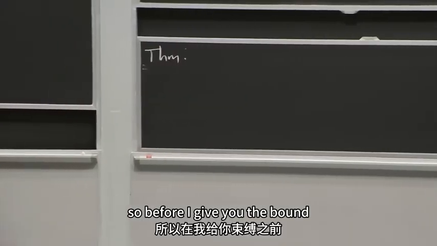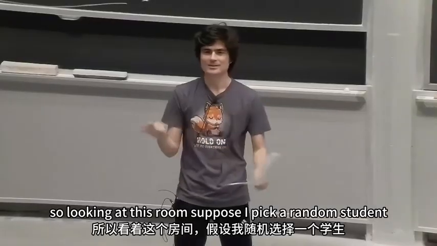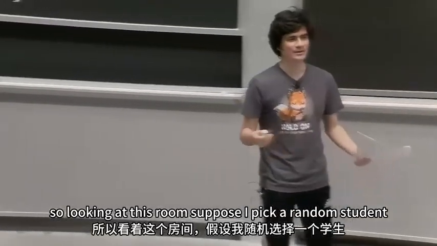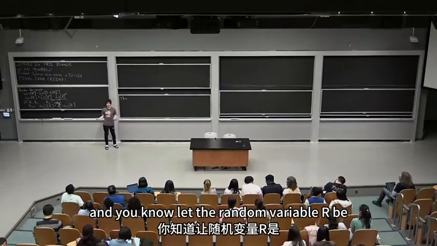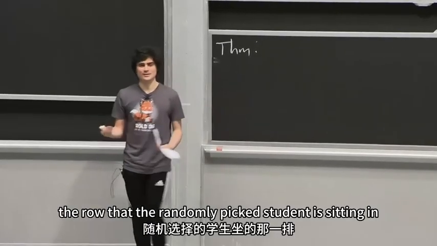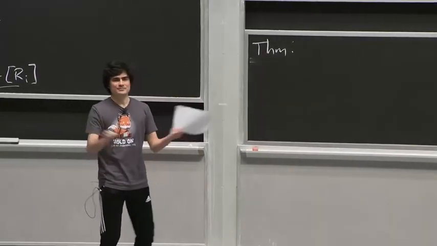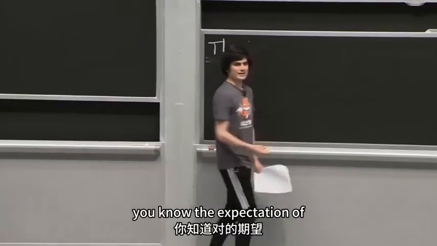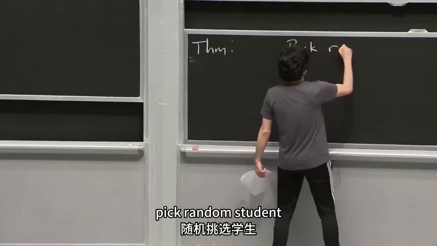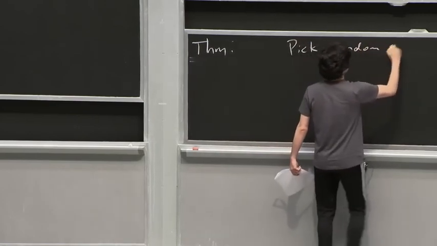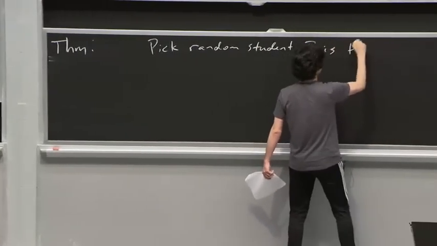So before I give you the bound, let's think about an example. So looking at this room, suppose I pick a random student and let the random variable R be the row that the randomly picked student is sitting in. Okay, so guesstimate that the expectation of R is about 8. So, pick a random student. R is the row.